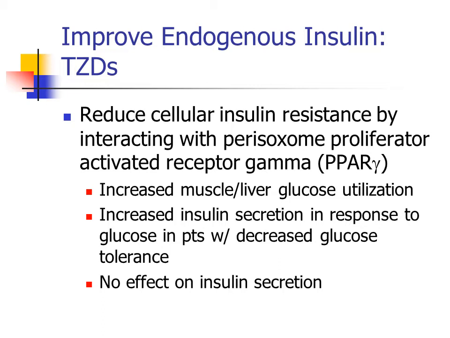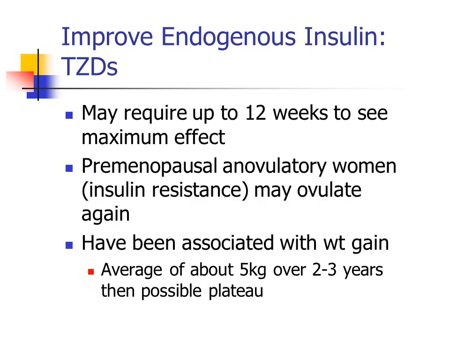What this does is increase muscle and liver glucose utilization. It increases insulin secretion in response to glucose in patients with decreased glucose tolerance, but there's no effect on insulin secretion. Again, these agents improve the patient's endogenous insulin, but unlike the sulfonylureas and meglitinides, they don't increase insulin secretion. It may require up to 3 months to see maximum effect from these agents.